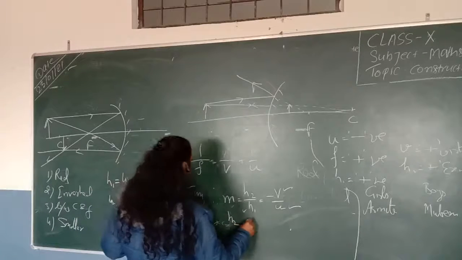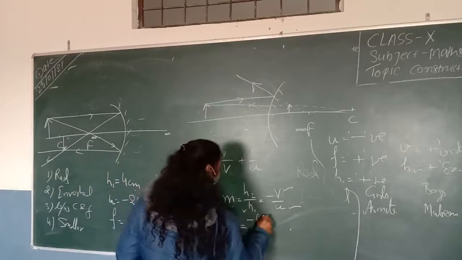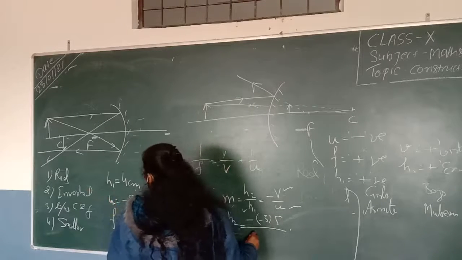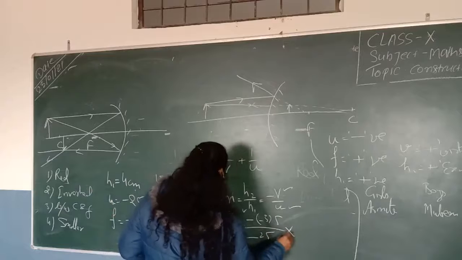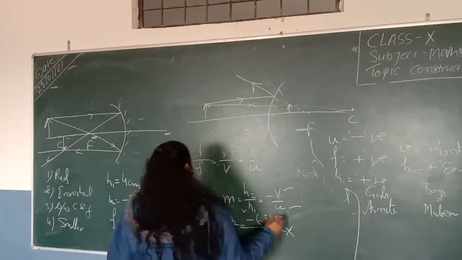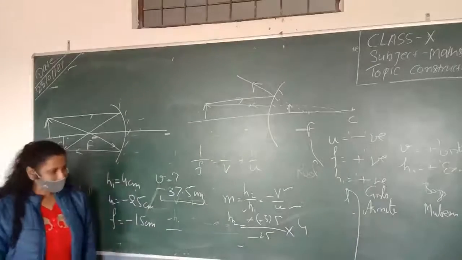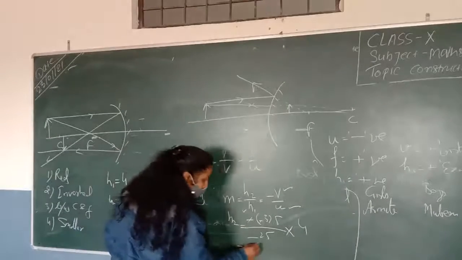H2 is equal to what value? V is minus 37.5, upon U, which is how much? It is minus 25. Multiply with the H1. H1 is how much? It is 4. So the answer is negative, minus 6 centimeter. And this minus sign shows that, right?